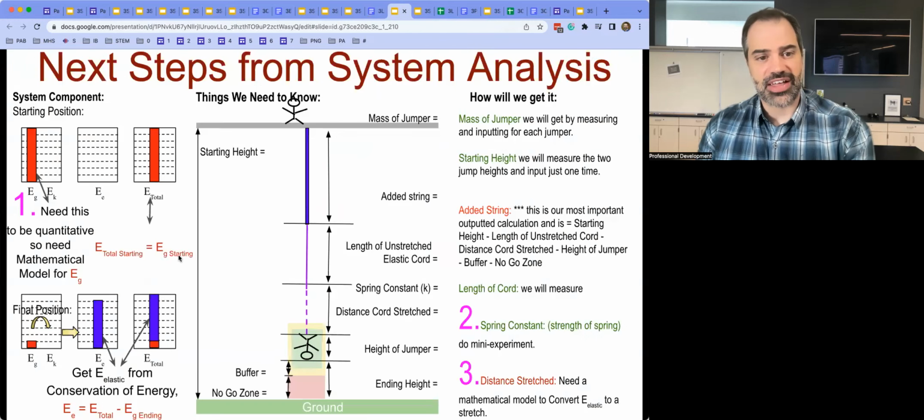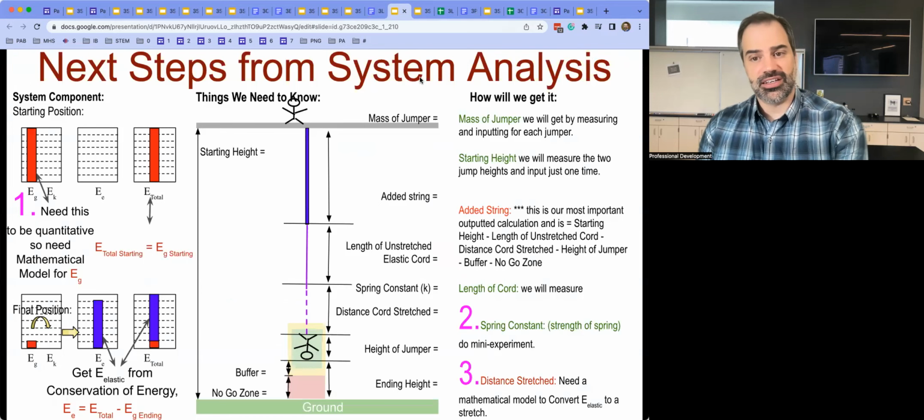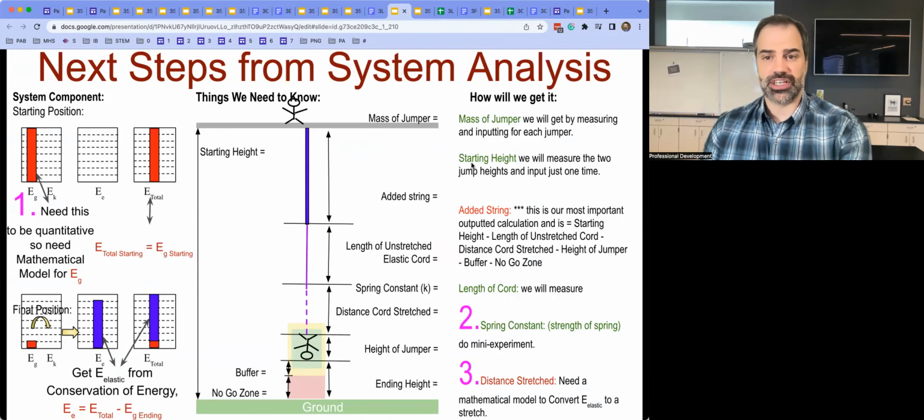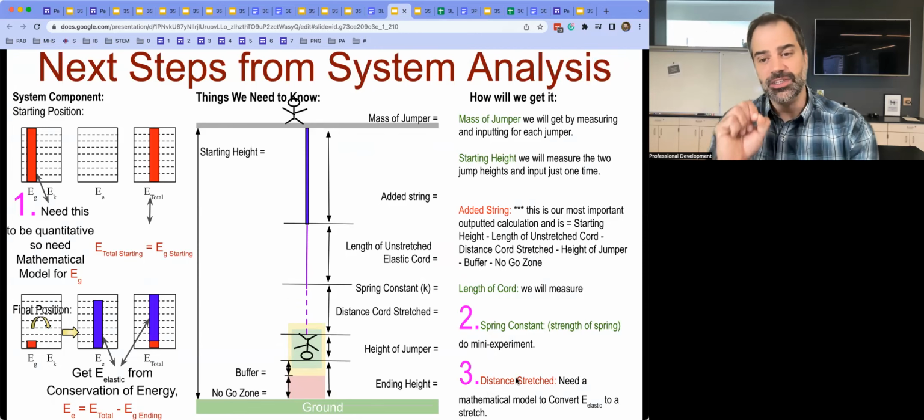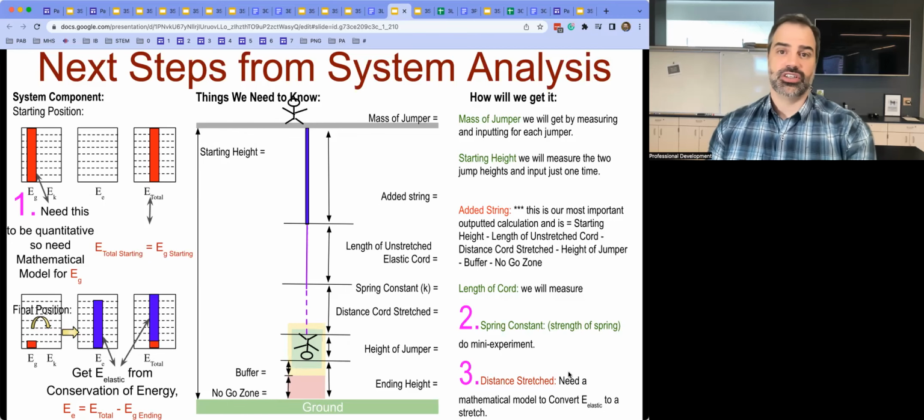Okay, so now that we have that, a lot of these other things are things that you just need to literally measure with a tape measure, like the starting height. Go to wherever you're jumping at your school and measure that. Then we need the spring constant and the distance the cord will stretch. We need the model for that. That model requires us to have the model for elastic energy. So of course, you can guess what's next.